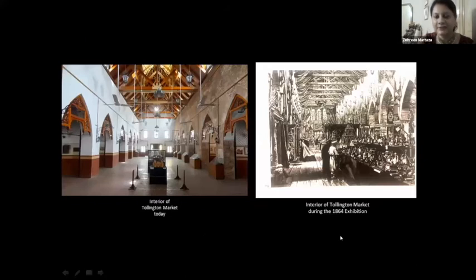And we're back to the image that I just showed you before, just to give you a comparison of how much the space is more or less being utilized in the same way. If you look at how the display is arranged, the central aisle where the goods for the industrial exhibition were displayed remains the same. The niches are still there. And so it's this grand spectacle where goods are displayed, and there are crafts and all sorts of commercial goods that are Indian.